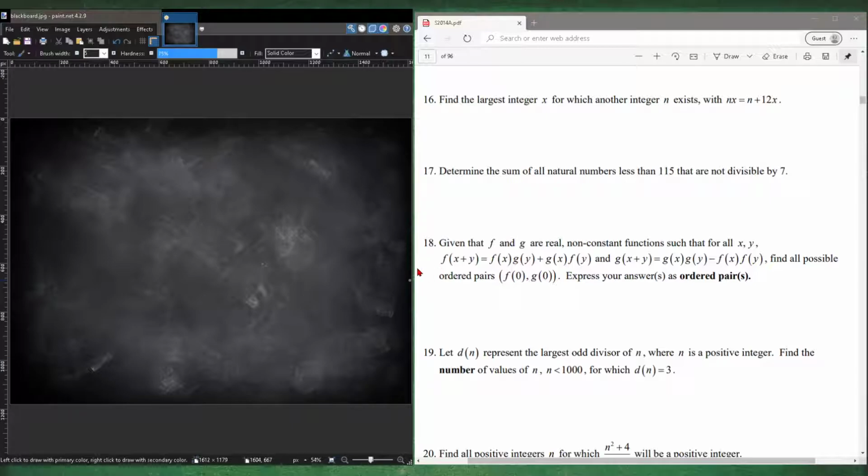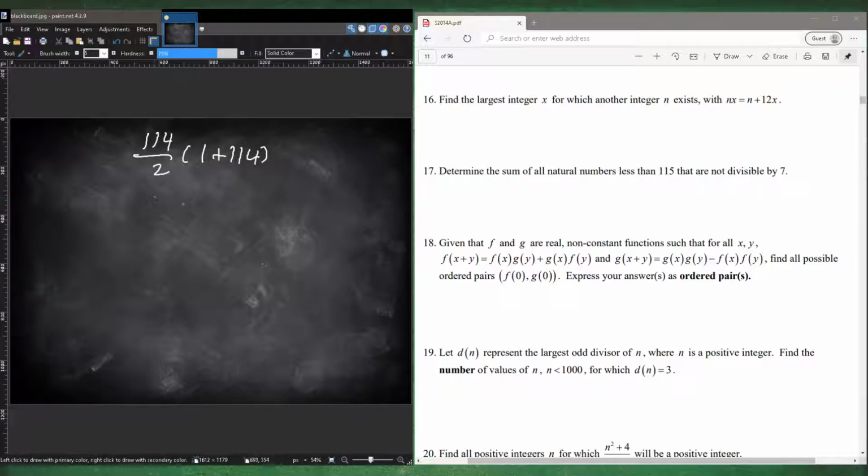Okay, number 17. Determine the sum of all natural numbers less than 115 that are not divisible by 7. So first we could find the sum of all the numbers less than 115. So there's 114 numbers from 1 to 114, right? And then we could find the sum of the numbers that are divisible by 7, right?